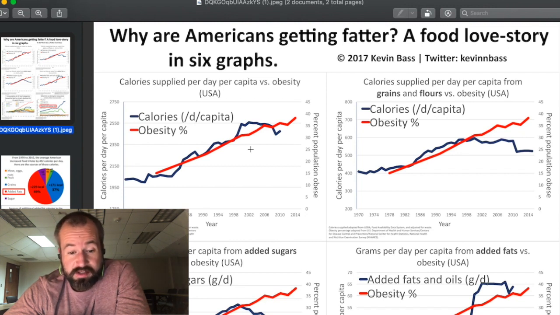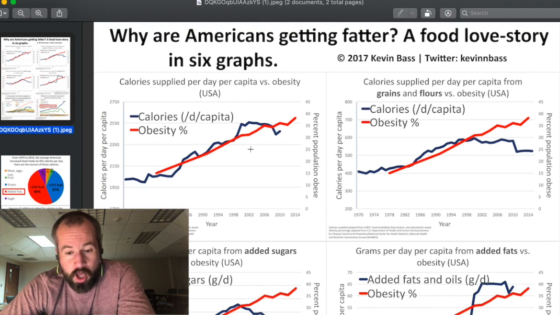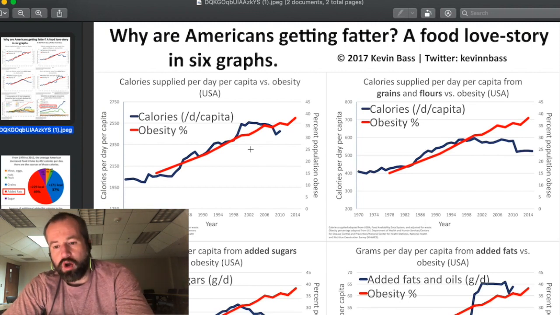So as we can see in this graph, and if you're listening to the podcast, you can hear what I'm talking about with respect to this graph, the calories are going up consistently, and corresponding to this, obesity is also going up. They're both going up at the same time. Cool.